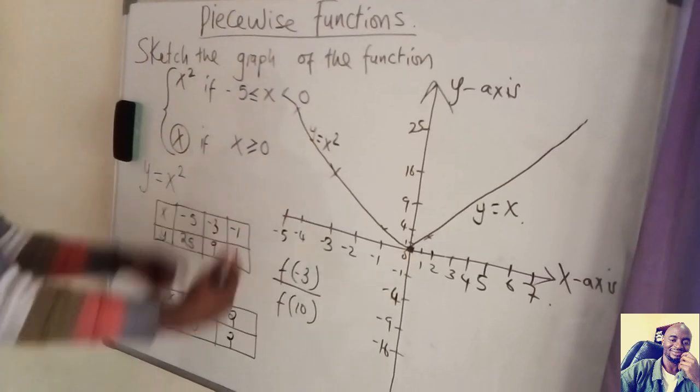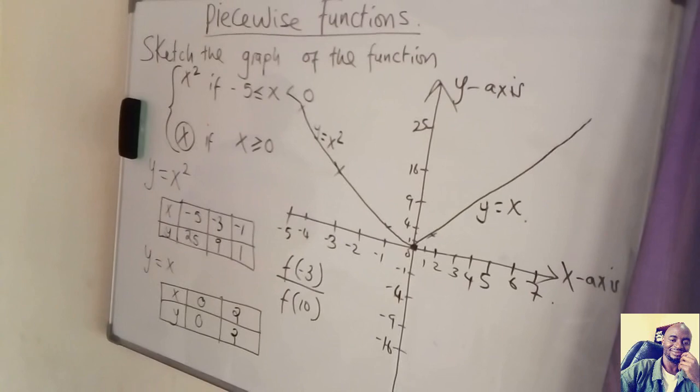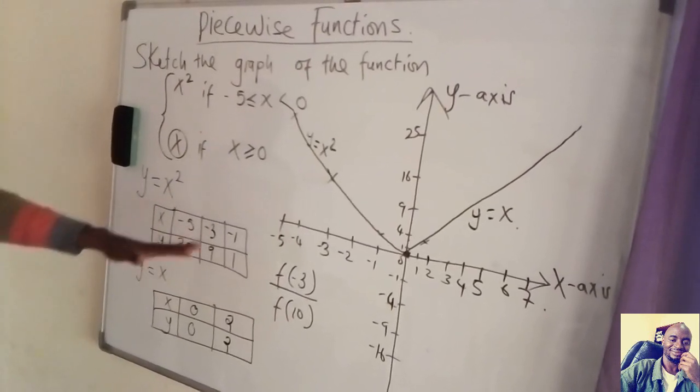Okay, so then you can evaluate. So this is simply the way you do piecewise functions. You can sketch them, you can evaluate something like this.